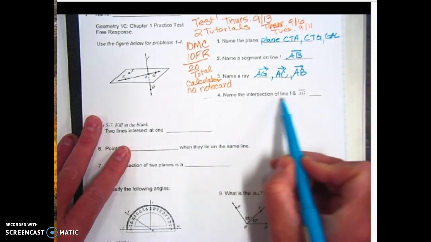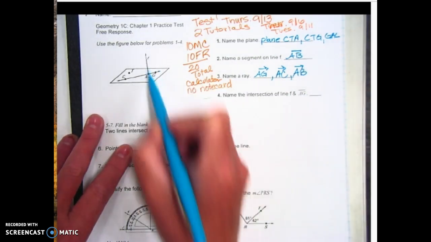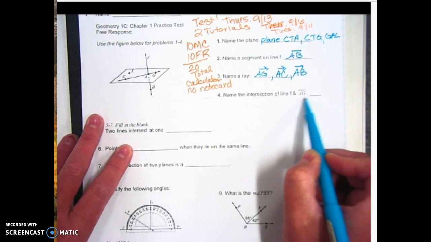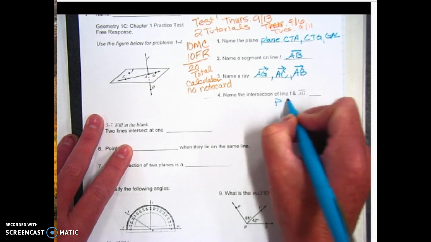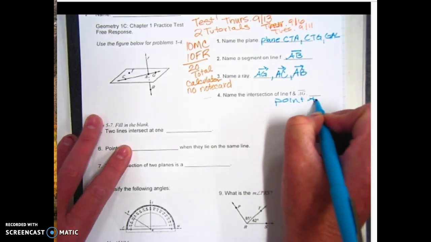Number 4, name the intersection of line F. So here's line F, we've already found that, and segment AG right there. So the only place they're intersecting is that point right there. That would be point A.